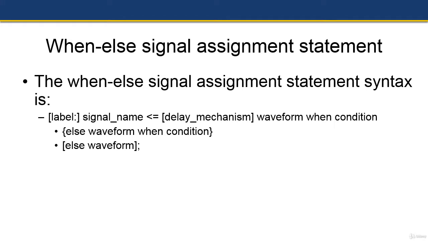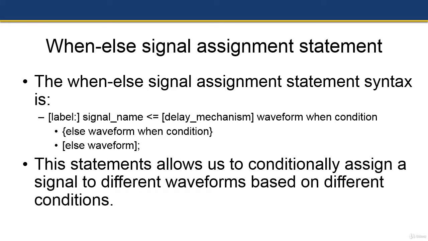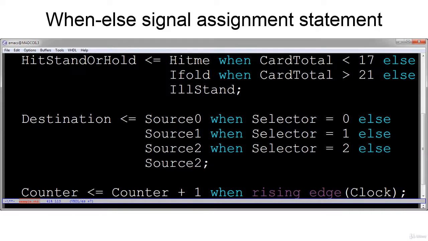You can have a variable number of those, and if none of those conditions are met, there is the default final else waveform statement. This statement allows us to conditionally assign a signal to different waveforms based on different conditions. Here are a few examples. Hit, stand, or fold is assigned with hit me if car total is less than 17, else I fold if car total is greater than 21, else I'll stand.